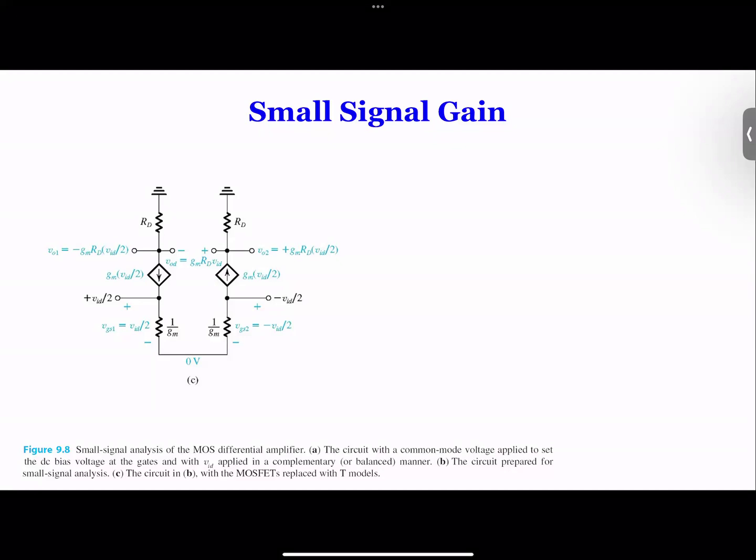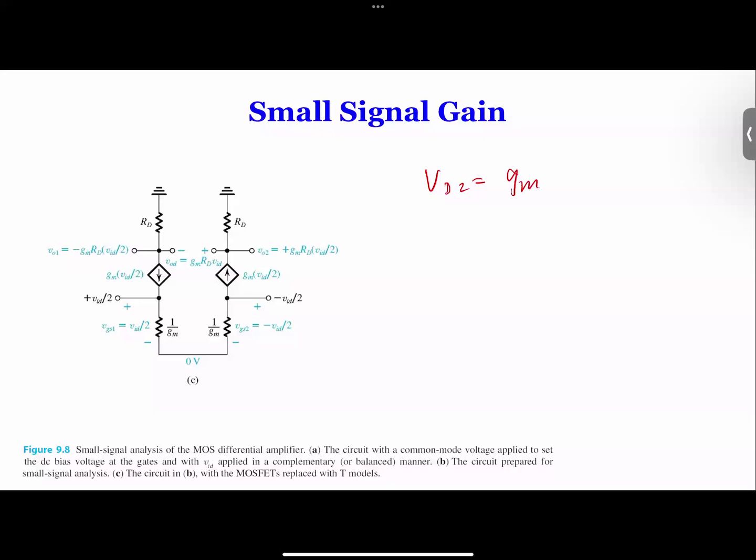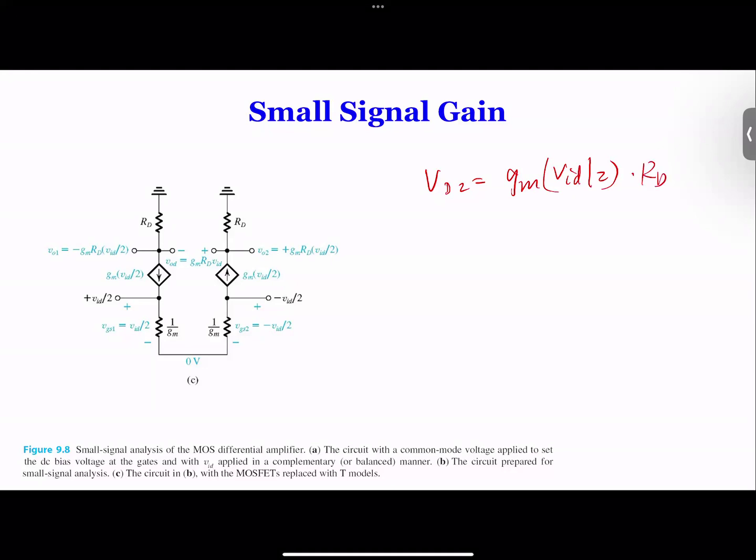So in this example, like you got VD2 equal to GM times VID over 2 times RD. So you got VD2, and then you got VD1 equal to GM times VID over 2 times RD, but it's negative, right? And then you have VGS1, which is equal to 1/2 VID equal to there's a GM.